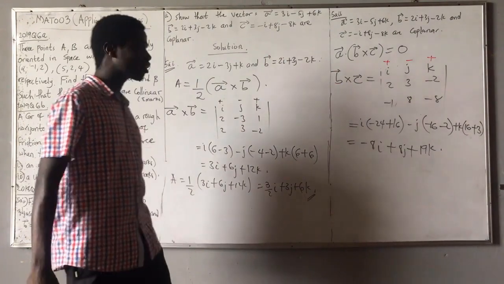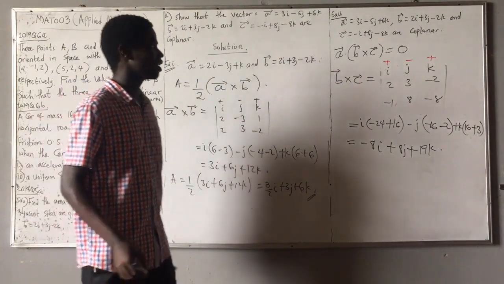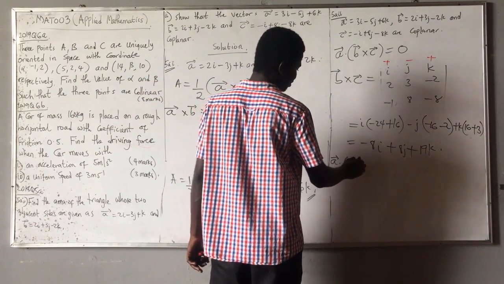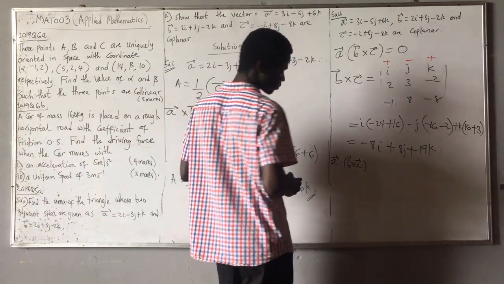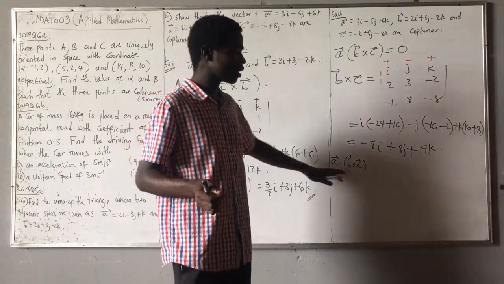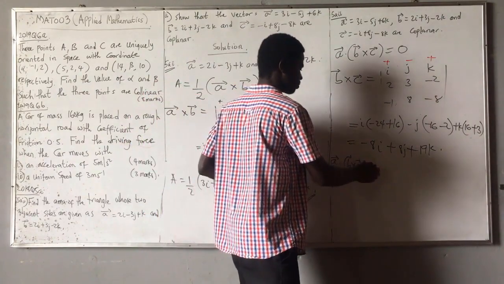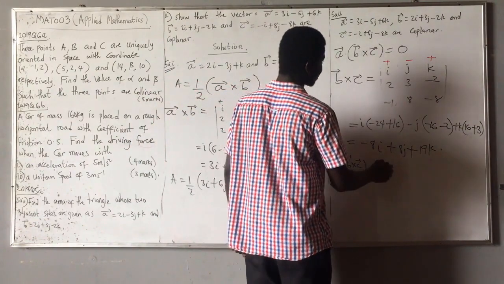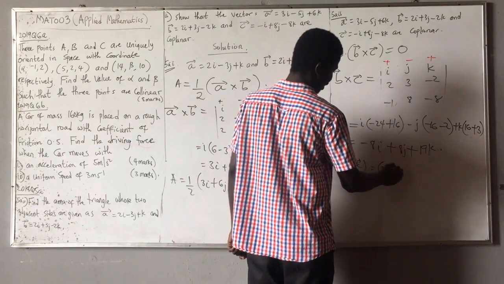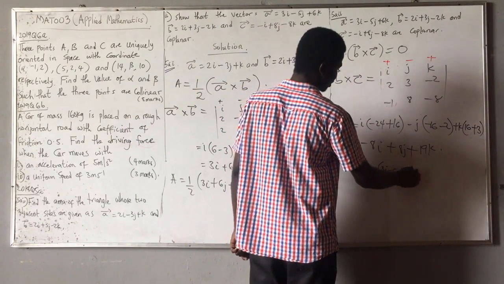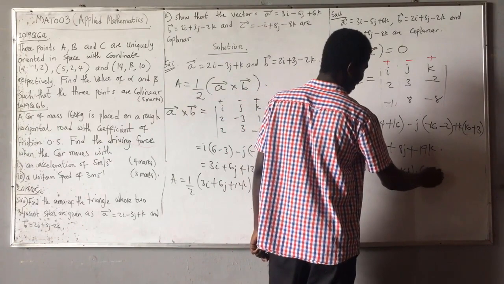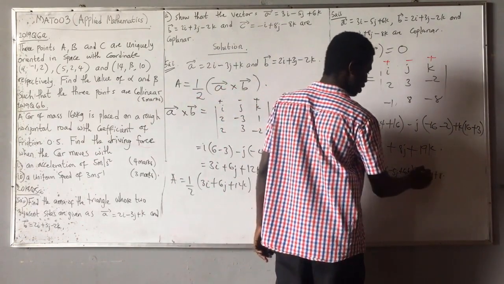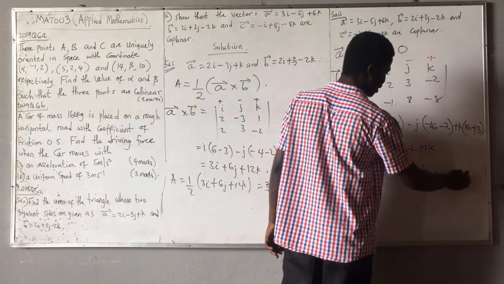That is the cross product of B and C. Now we want to do A dot B cross C. When you do A dot B cross C, it means you will do the dot product of A and B cross C. The dot product of A is what? 3i minus 5j plus 6k dot minus 8i plus 8j plus 19k.